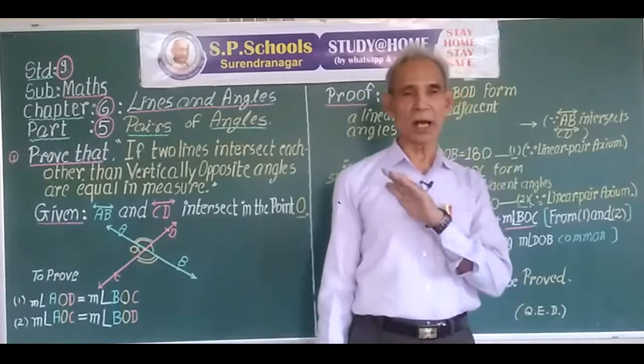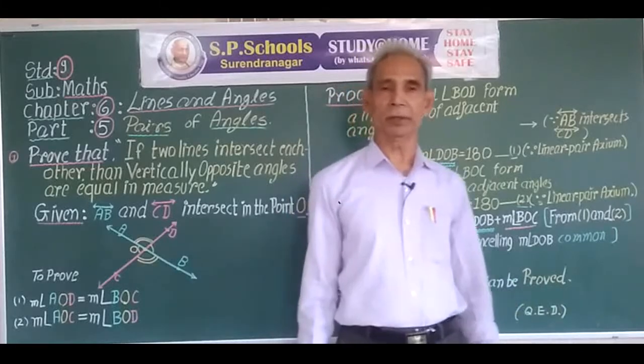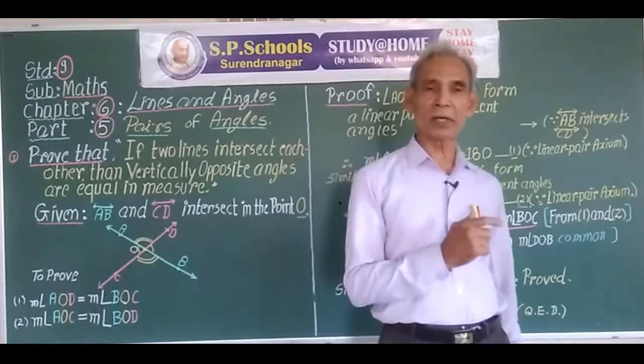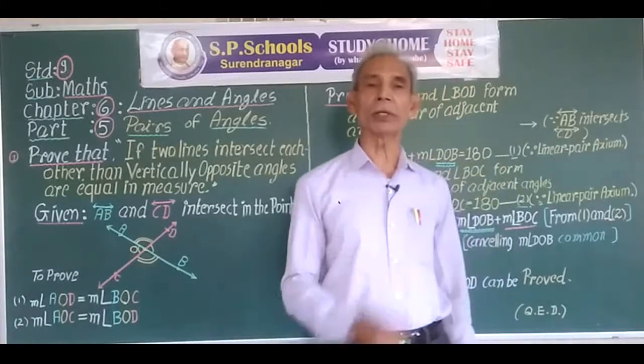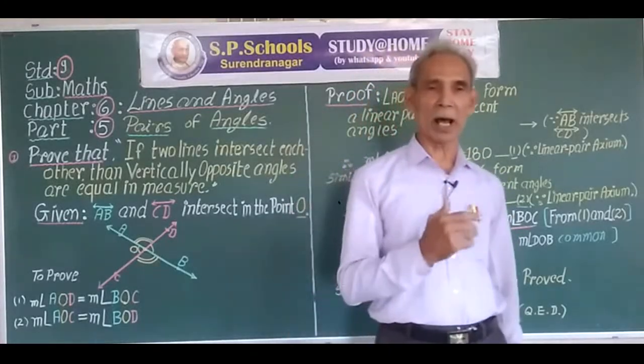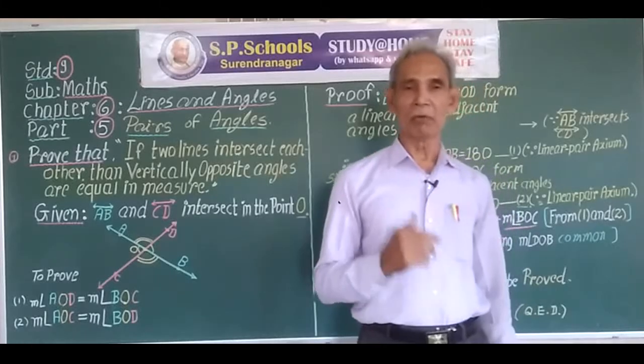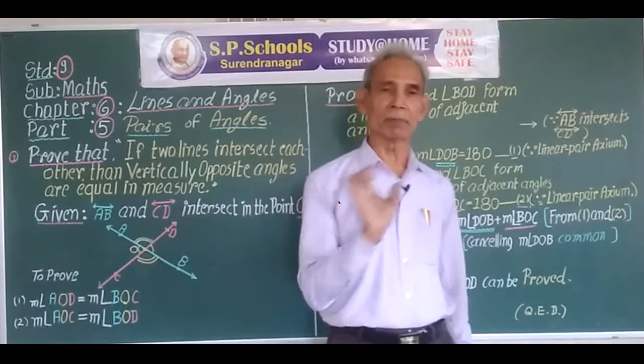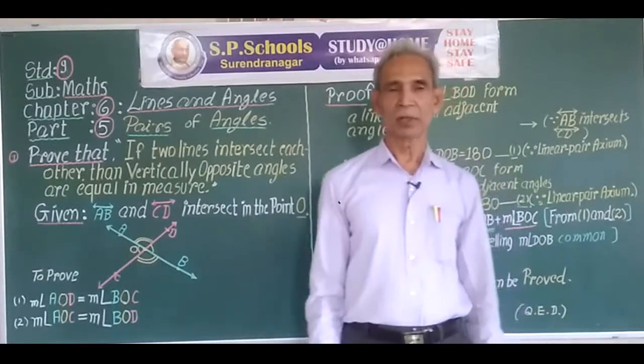That is, they are always congruent, equal in measure. When two angles are equal in measure, we say that they are congruent. When two line segments are equal in measure, we say that they are congruent. Exactly the same in measure.